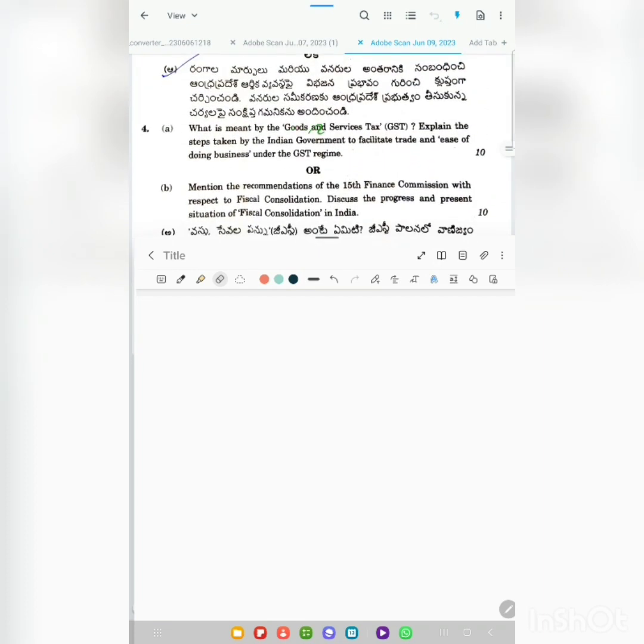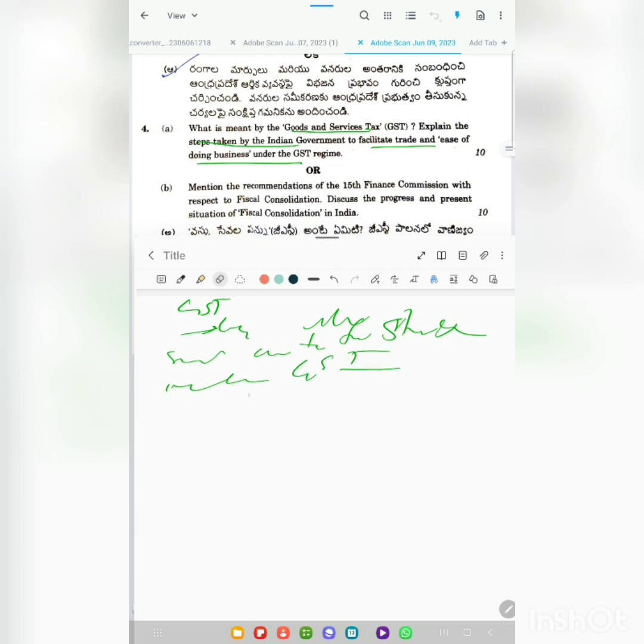And the other question is, what is meant by goods and services tax? Explain the steps taken by the Indian government to facilitate trade and ease of doing business. So I attempted this question. I just gave what is GST. GST refers to goods and services tax, okay, which tries to subsume various taxes of the state and center into one single goods and services tax. Second, it's a destination based tax system. Annually, per month on an average 1.5 lakh crore rupees is being collected.